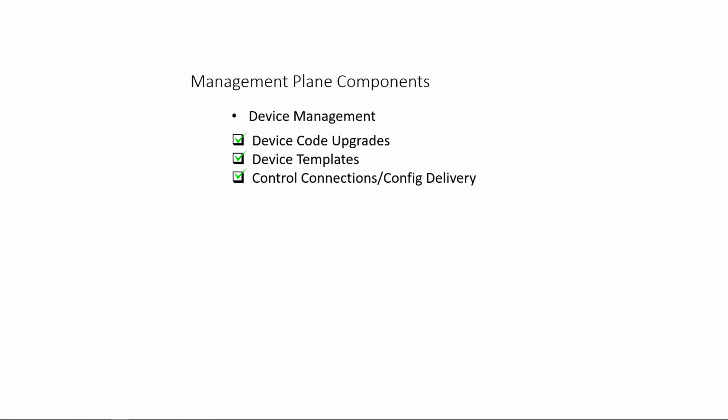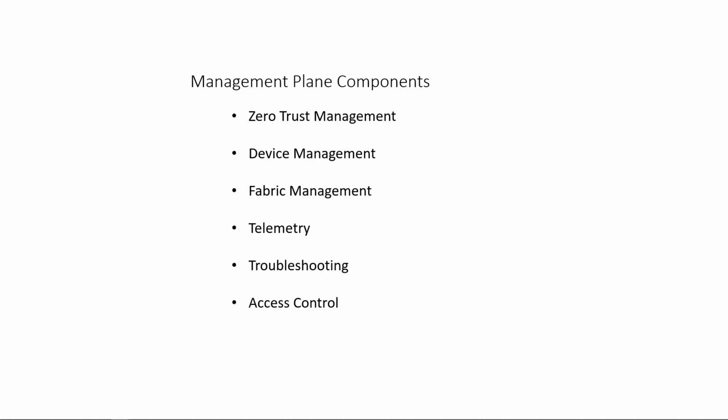Now we still have plenty to look at, of course. Let's go back and take a look at how far we've gotten. Let's see. So we covered Zero Trust Management, and we covered Device Management. Wow, it took a while. We still have to cover a little bit about Fabric Management, how we get telemetry, and then just a high level of how we would do troubleshooting, and then finally access control.